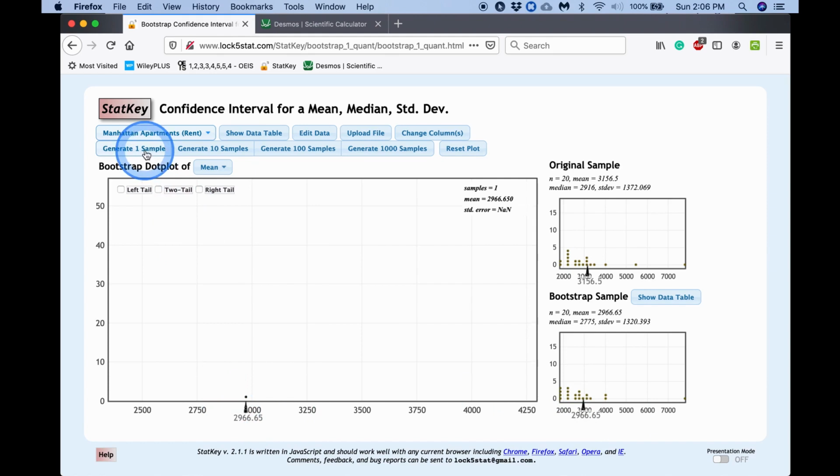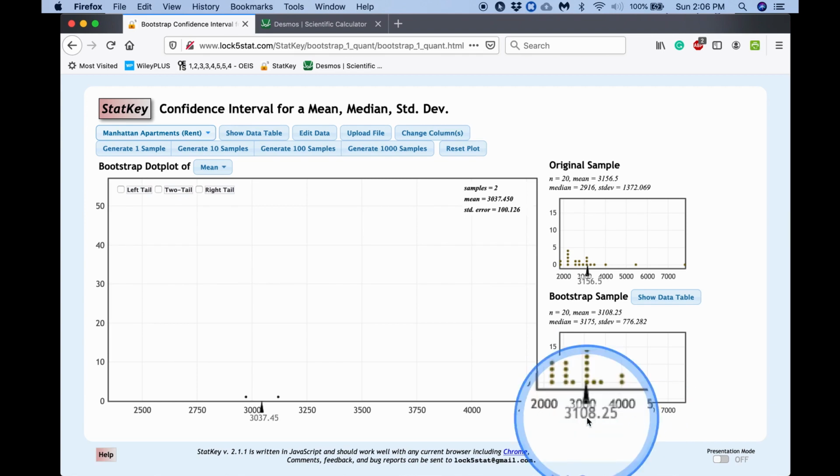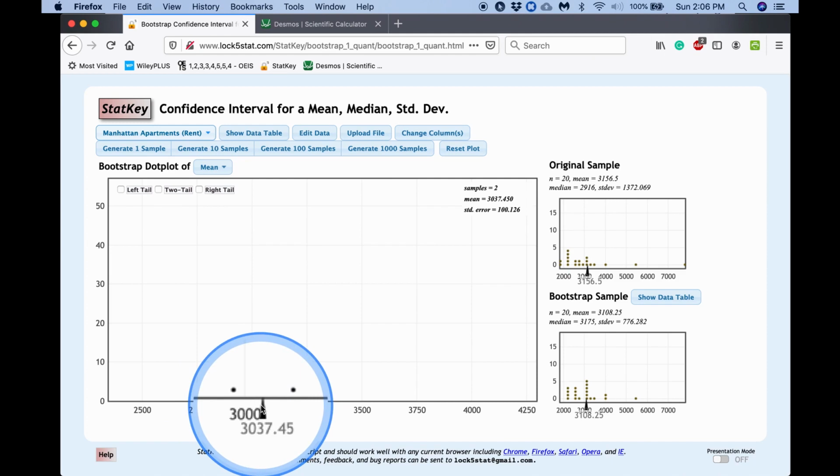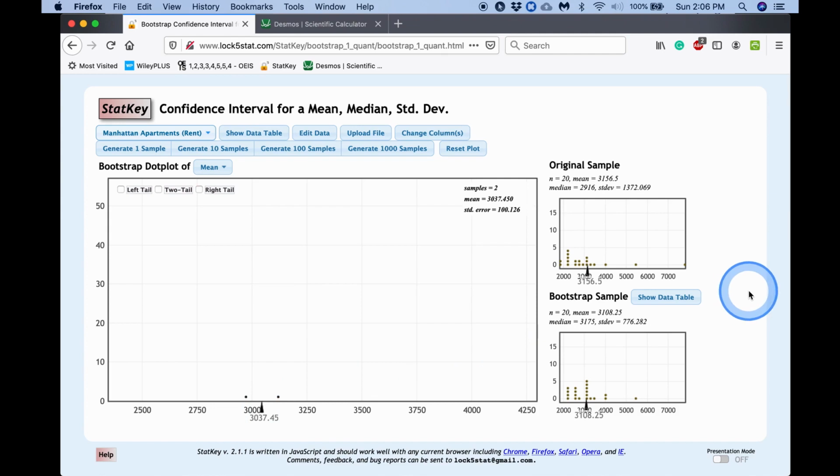If we generate another sample, another set of 20 dots is selected, and its average, or X bar, is calculated at $3,108.25. Now we have both of those samples represented in our dot plot, and their collective average is currently $3,037.45. We can continue to do this over and over again, and in the course of doing this, we'll build up a dot plot that represents all the ways in which bootstrap samples could be chosen, and how their corresponding X bar values will come out.